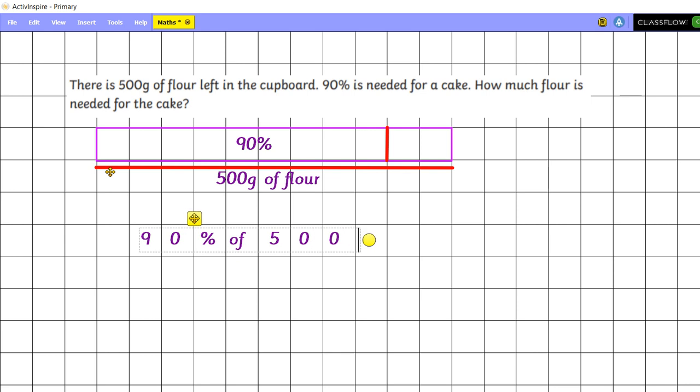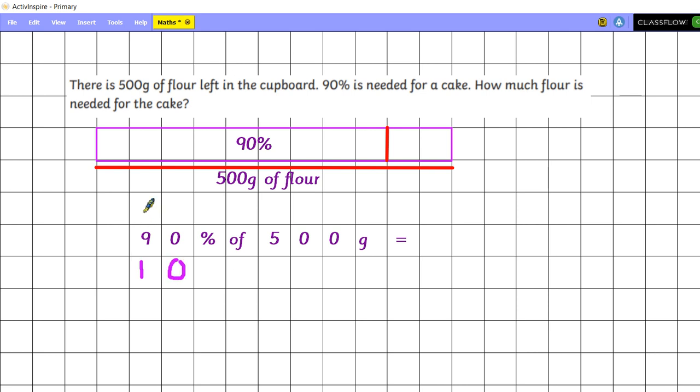So what I want you guys to do for me is to calculate quickly now what 90% of 500 grams is. If you are in green or blue group, can you show me 2 different ways of calculating 90%, please? Off you go.